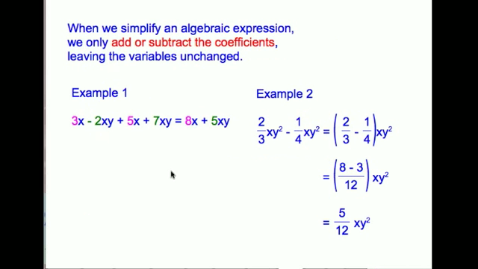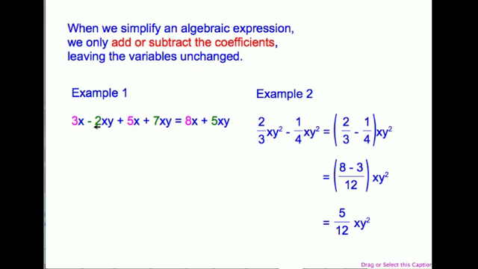Next, we take a look at how we simplify algebraic expressions. We only add or subtract the coefficients, leaving the variables unchanged. First we identify those with the same variable, that is 3x and 5x, and we add their coefficients, 3 plus 5, to give us 8x. The variable does not change.